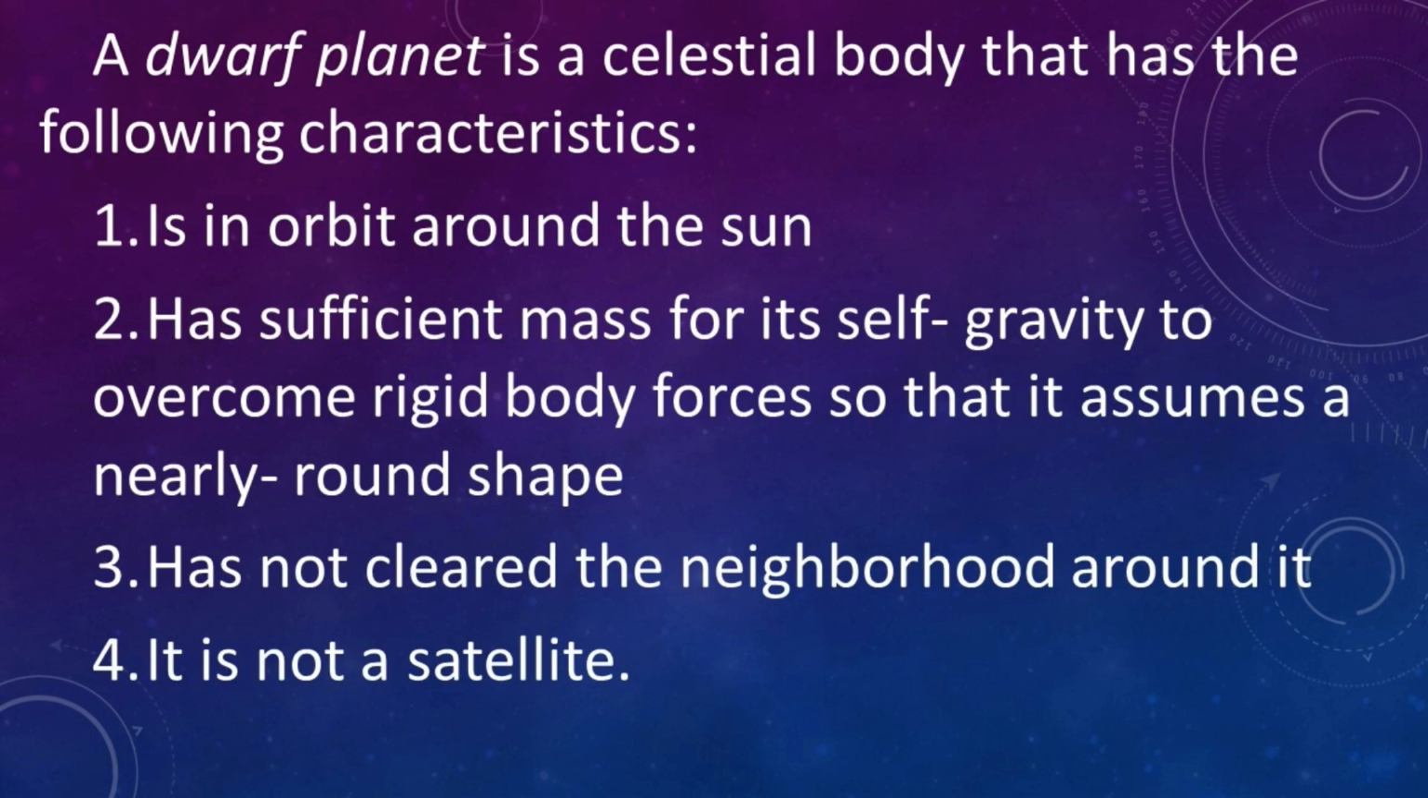Pluto has been formally reclassified as a dwarf planet by the IAU. Here are the characteristics of the dwarf planet. A dwarf planet is a celestial body that has the following characteristics. Number 1, it is in orbit around the Sun. Number 2, it has sufficient mass for its self-gravity to overcome rigid body forces so that it assumes a nearly round shape. Number 3, it has not cleared the neighborhood around it. And lastly, number 4, it is not a satellite.